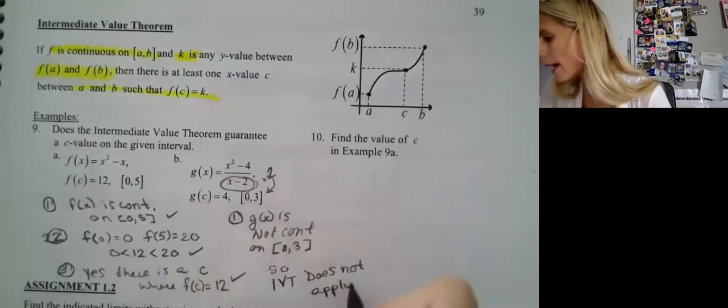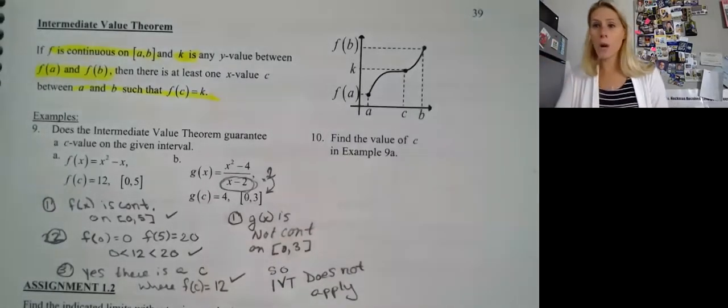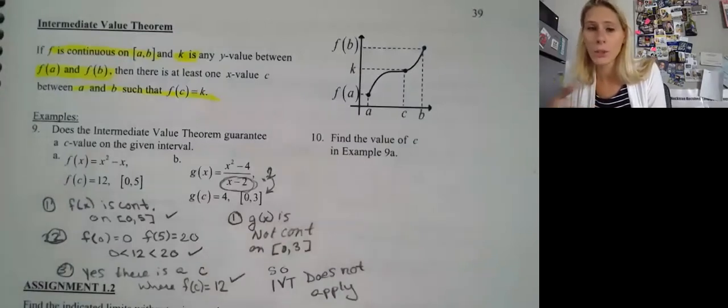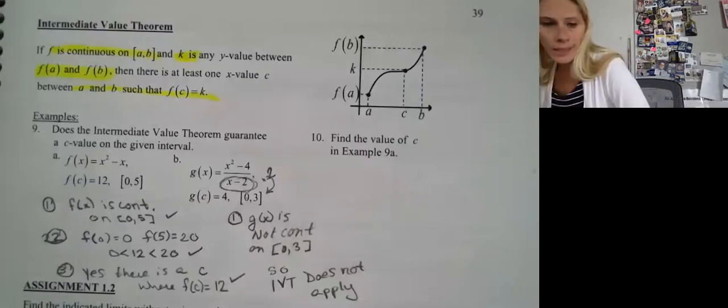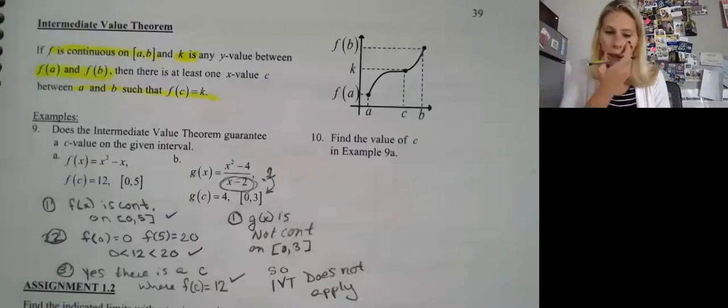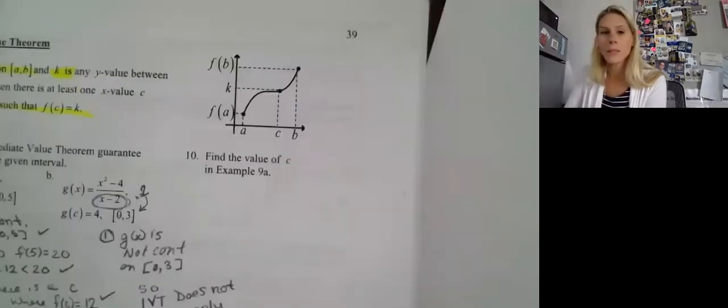Now, by the way, if we said 0 to 1, it would apply because it would be continuous from 0 to 1. It is not continuous at 2. It's actually a hole there. Okay, so keep that in mind. You have to test that out. Okay, number 10, last one.